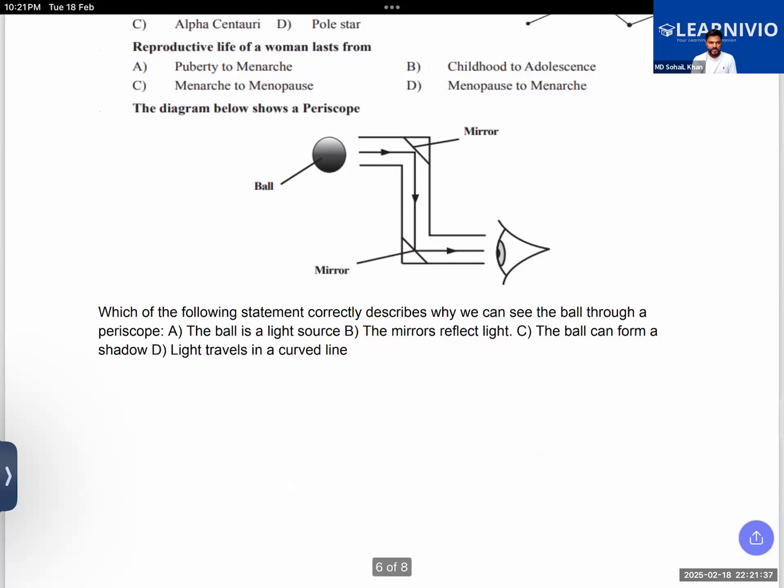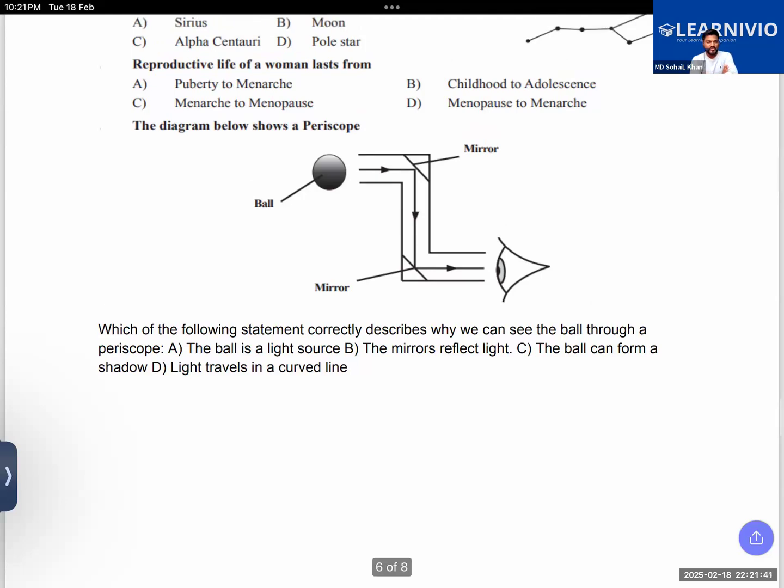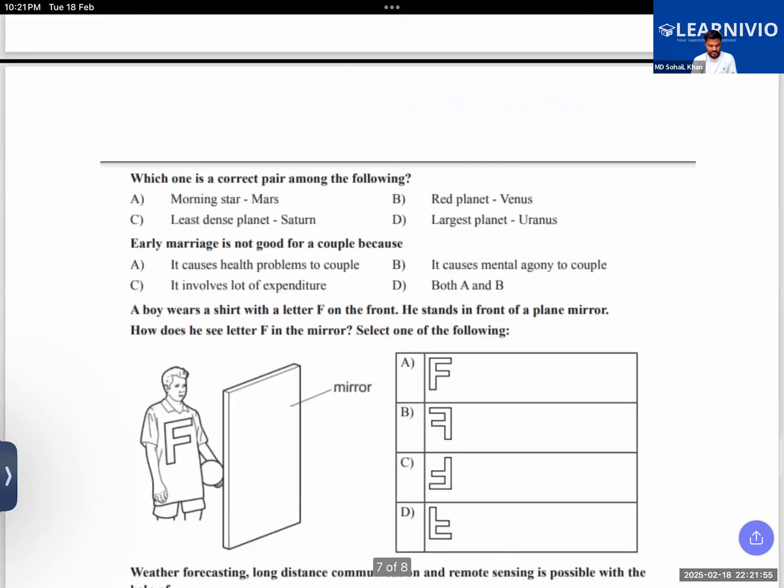Nonetheless, just tell me which of the following correctly describes why we can see the ball through a periscope. Options are: the ball is a light source, the mirrors reflect light, the ball can form a shadow, light travels in a curved line. The mirrors reflect. Good. Once or multiple times.